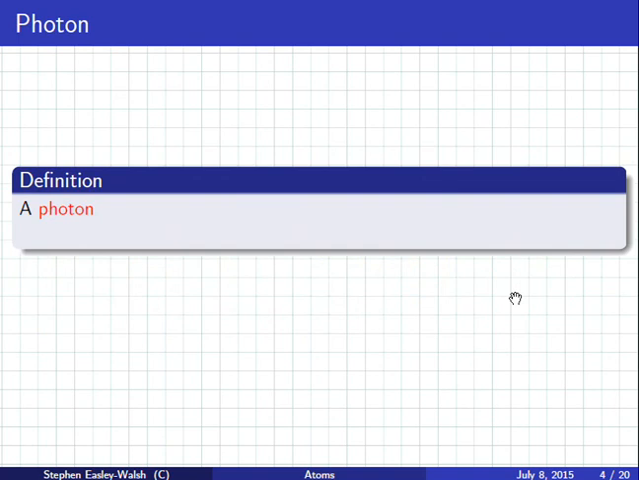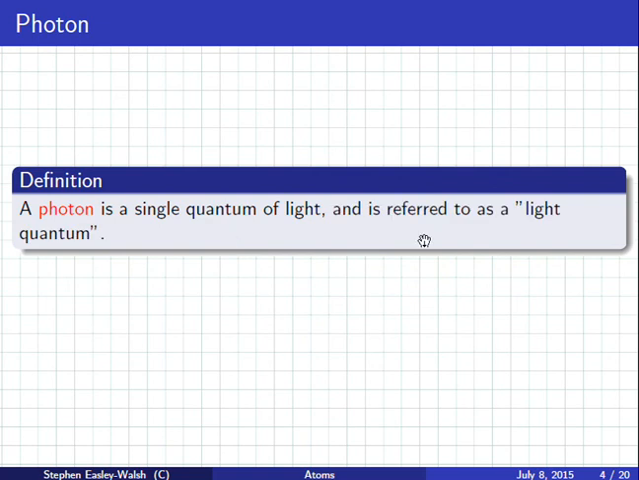Etc., etc. Okay. So a definition now: a photon is a single quantum of light. And it's called a light photon. So in other words, a photon is the smallest amount of light that you can have. It's like the minimum amount of light.